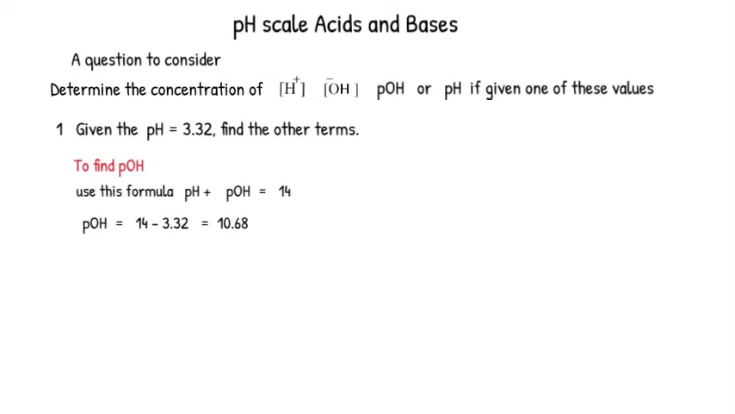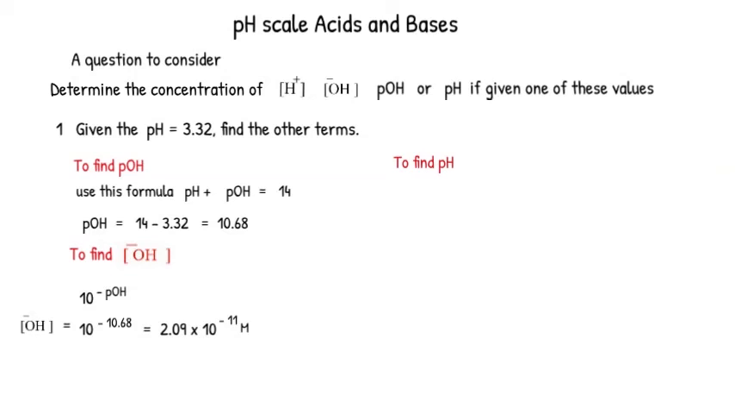To find the concentration of the hydroxide ion, this is done by taking 10 to the power of negative pOH. So the concentration of OH minus is equal to 10 to the minus 10.68. This is equal to 2.09 times 10 to the minus 11. Don't forget the concentration units of M for moles per liter.